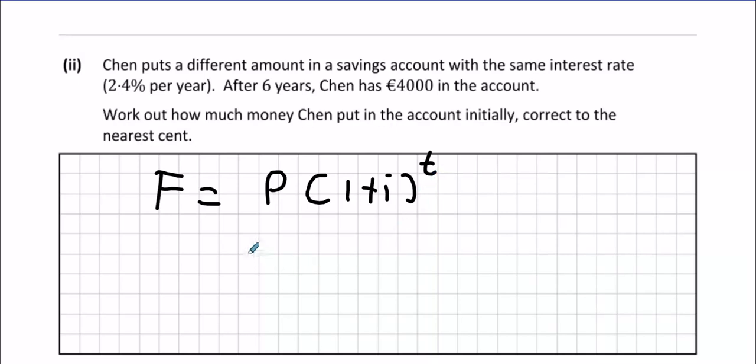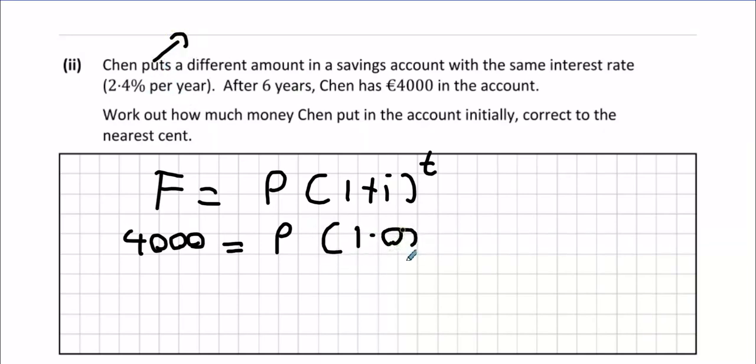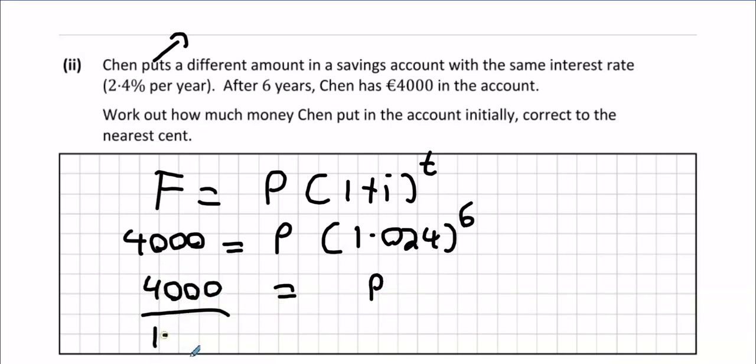Agreed? And what happens is we know the F value. What's the F value? The P value is what we're after, which is the present day value. And what's our rate of interest? 1.024 to the power of 6. All right. Then grab your 4,000 and divide that by 1.024 to the power of 6.